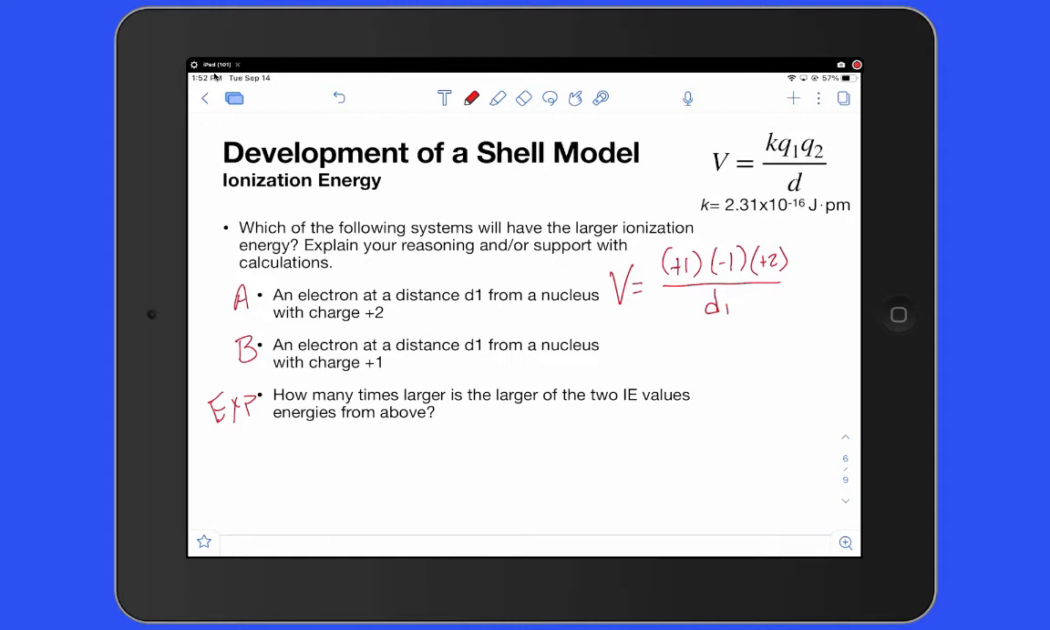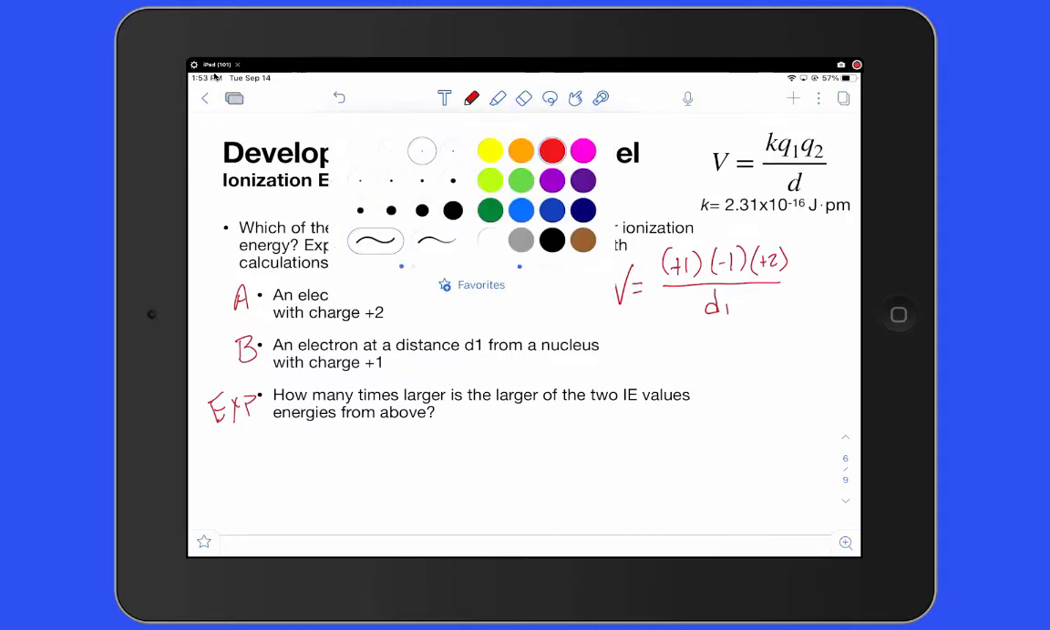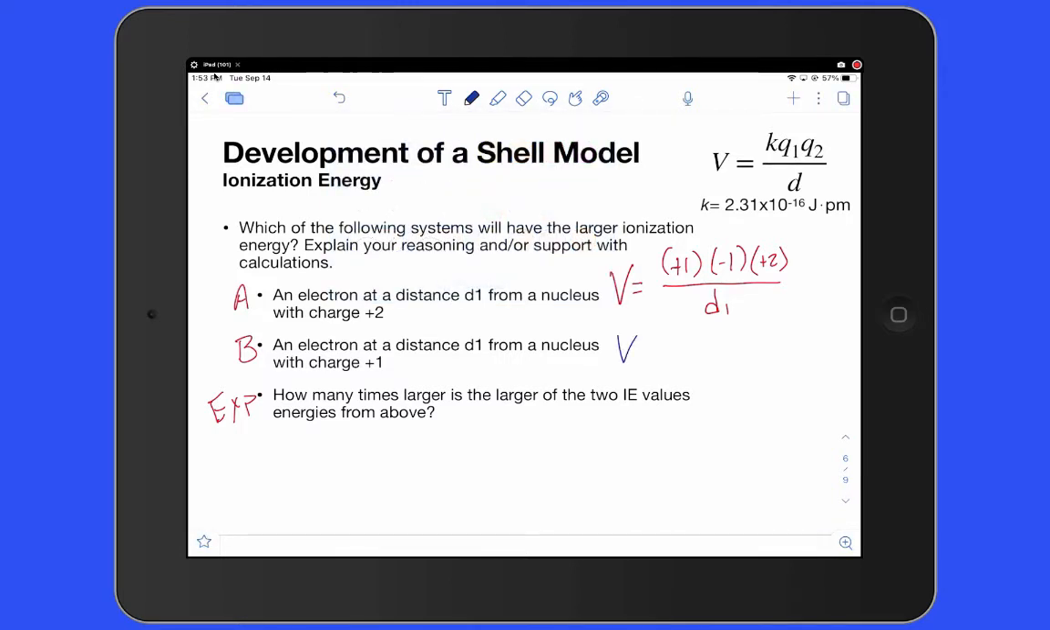Because I think you chose the wrong one for the right reason. Wait a minute. You have the right reason, but you've got the wrong one chosen. So I'm going to change color. For B, what changes up on top? The nucleus, the proton is +1. Okay.